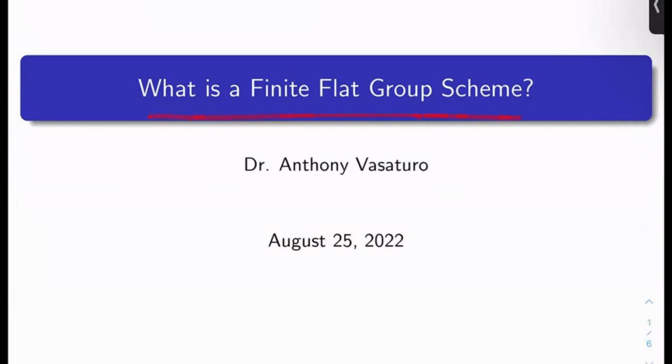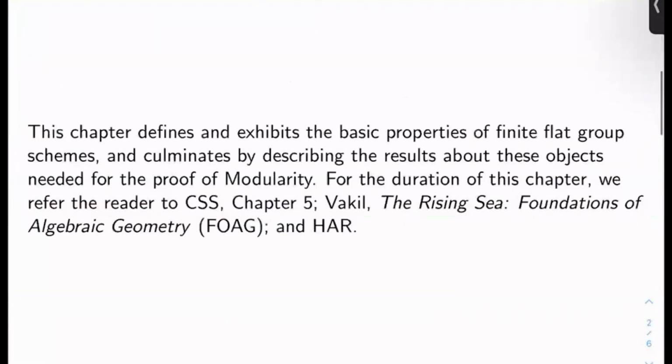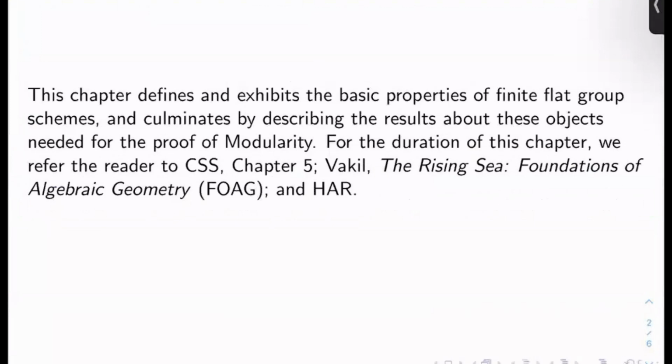I'm just going to give a brief introduction to what is a finite flat group scheme. References for this chapter, other than the ones that I specifically provide throughout, will be generally CSS, Cornell, Silverman, Stevens chapter 5, Bakill's book, The Rising Sea, Foundations of Algebraic Geometry, and then Hartshorne's book on algebraic geometry. In other words, I'm assuming that you've been through a course on classical algebraic geometry and probably a year of schemes. So this chapter will try to exhibit the basic properties of finite flat group schemes, and it will culminate by describing the results about these that we'll need for the proof of modularity. And then we'll pick up in later chapters and actually use those results.